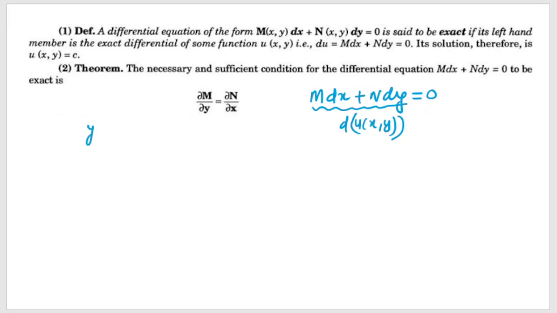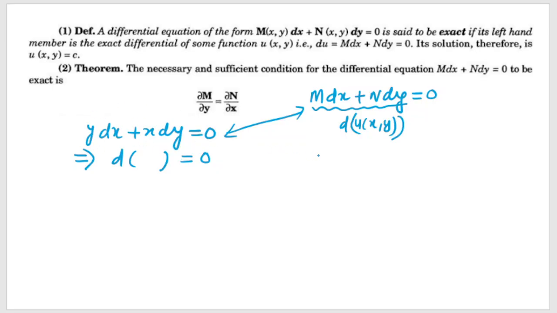Suppose we have something like y dx plus x dy is equal to 0. Now you can see that both of them look like the similar expression. In place of M we have y and in place of N we have x. So what I was suggesting is, can you write this expression as d of something? If you can write this expression as d of something, this will become an exact differential equation.